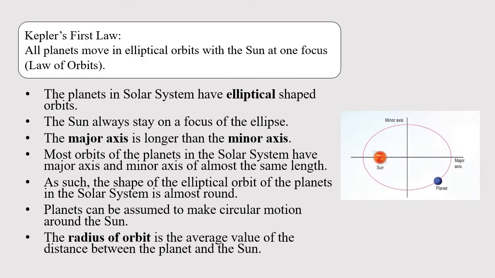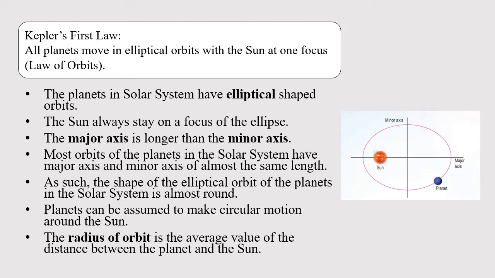What is Kepler's first law? It means all planets move in elliptical orbits with the Sun at one focus. Law of orbits. The planets in the solar system have elliptical shaped orbits. The Sun always stays on the focus of the ellipse. The major axis is longer than the minor axis.